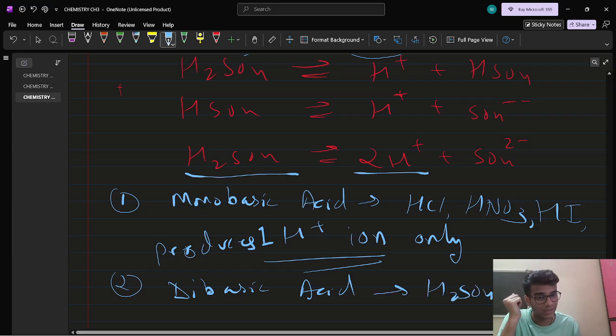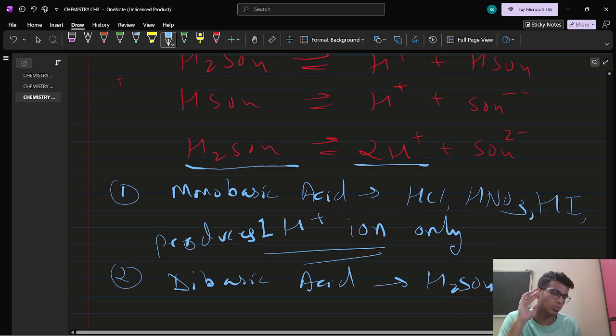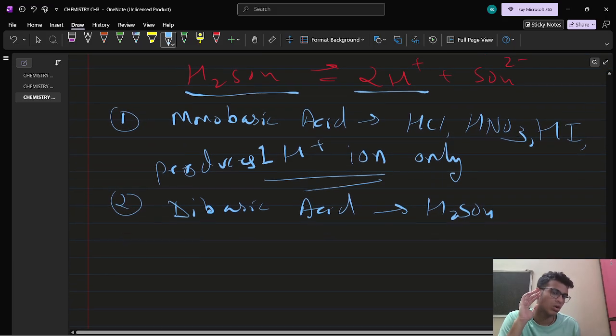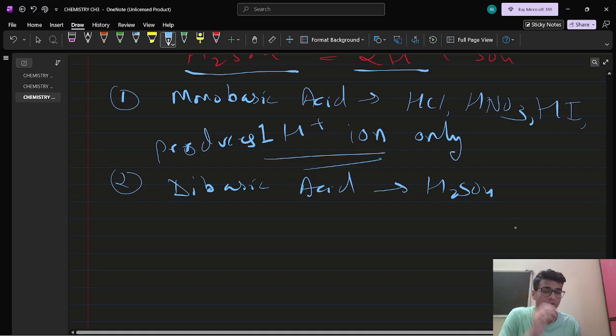Examples again very important. Examples will come for sure. तो ये करो अच्छे से examples.